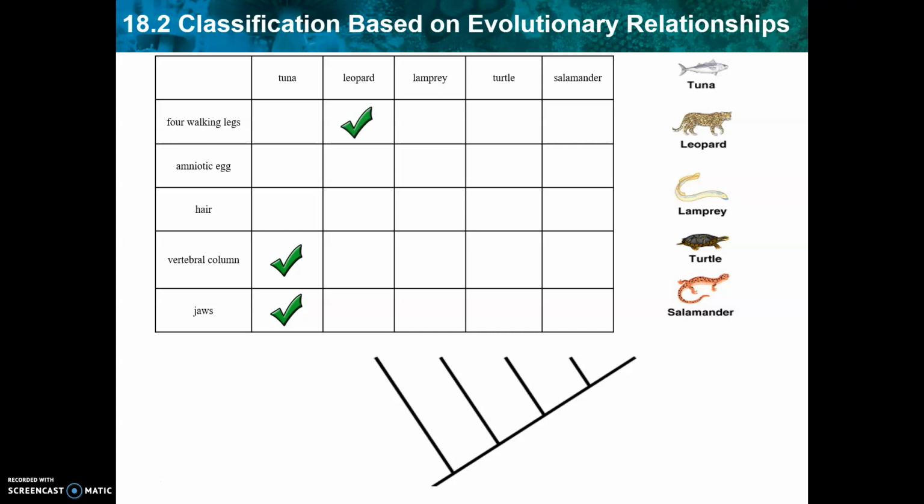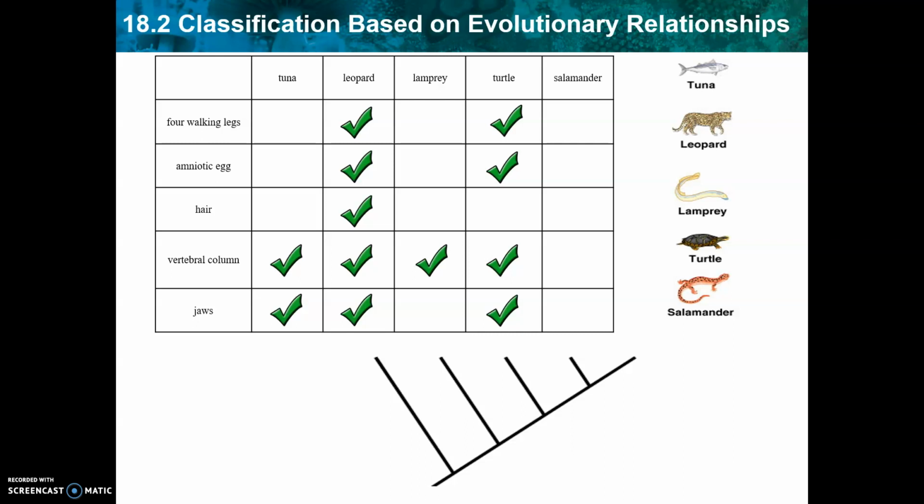So if we go through leopard, obviously it has legs. It's a mammal, so as we just mentioned, it does have that amniotic egg. It has hair, it has a backbone, and it certainly has jaws. So the leopard has all of these traits. Let's go through lamprey. No legs, egg, hair, does have a spine, but it does not have jaws. So lamprey only has one of our traits. The turtle, it does have legs. It can lay its eggs on land, so it does have an amniotic egg. No hair, but it does have a backbone and it does have jaws. It can open and close its mouth.